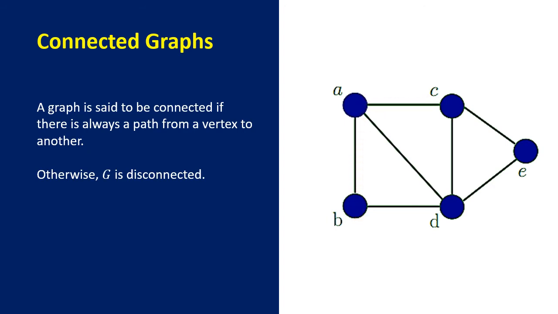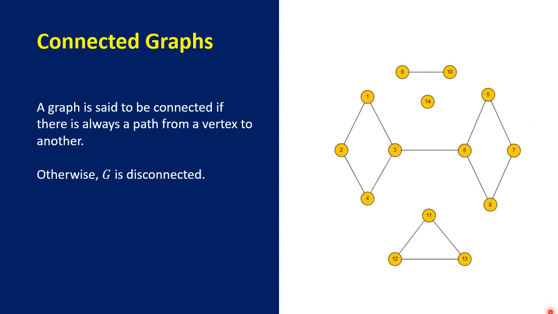All right. What about a disconnected graph? This is an example of a disconnected graph. For example, if I take vertices 11 and 14, there is no path that will take me from vertex 14 to vertex 11. So that's why this is disconnected. Whereas the previous slide is connected.